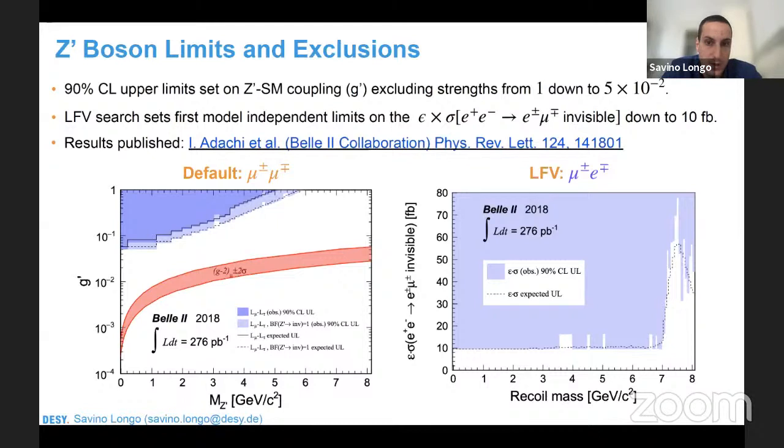On the right, this is showing the lepton flavor violating channel, where we set model independent limits on the cross section of e+e- to electron muon plus missing energy. This reached limits down to 10 femtobarns, and we were the first experiment to set limits on this cross section. So these results were published in Physical Review Letters as referenced on the slide.